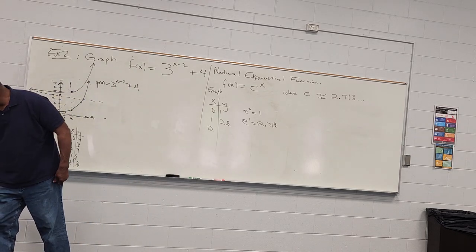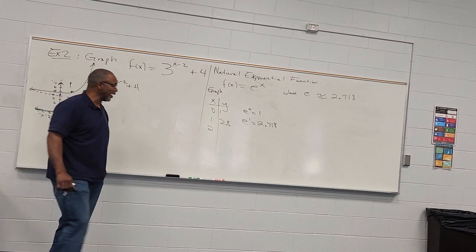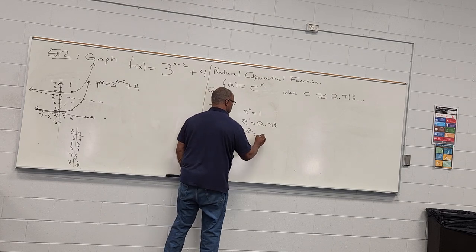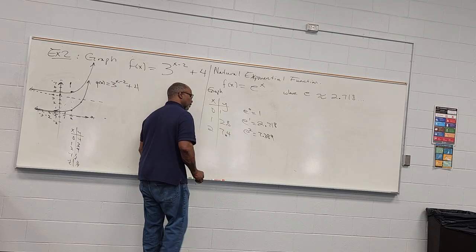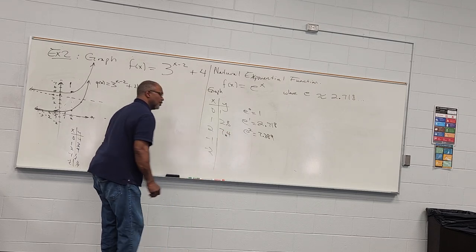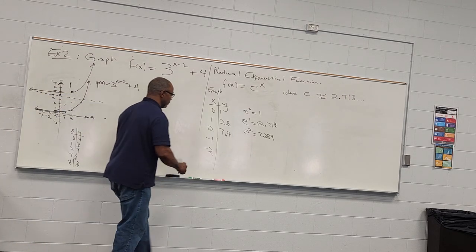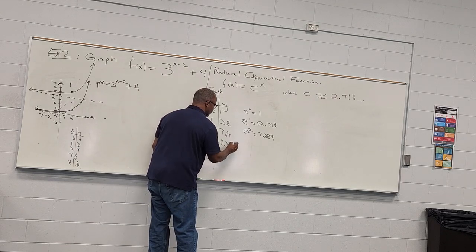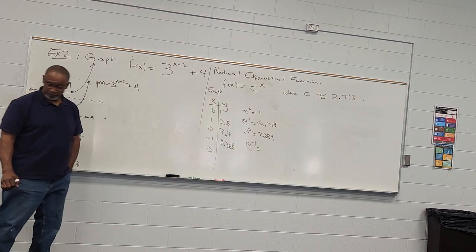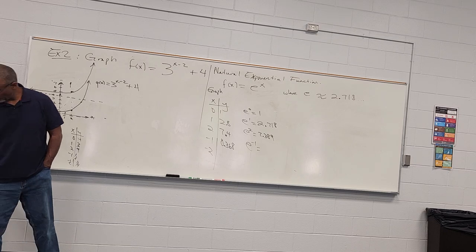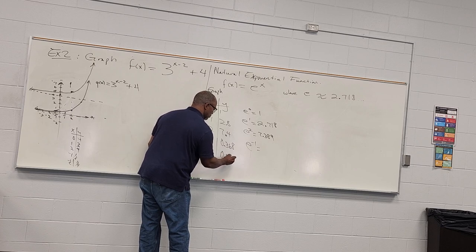X equals 2, you get 7.389. I'm going to call that 7.4. Okay. Let's do some negatives. When you do negative 1, e to the negative 1 is 0.368. And again, just do this on your calculator. Use your calculator and that e to the x key. When you get negative 2, you get 0.135.